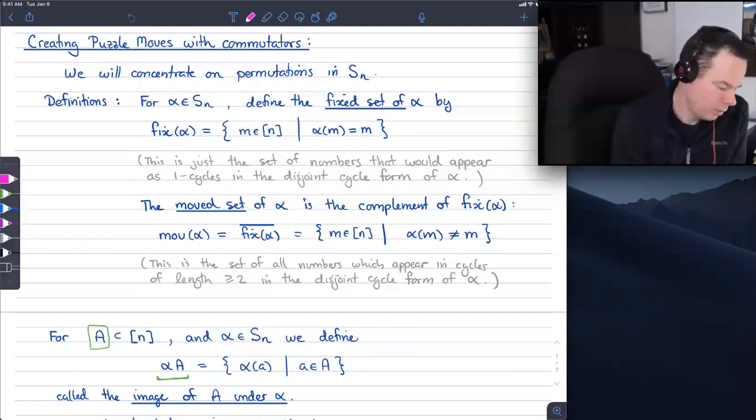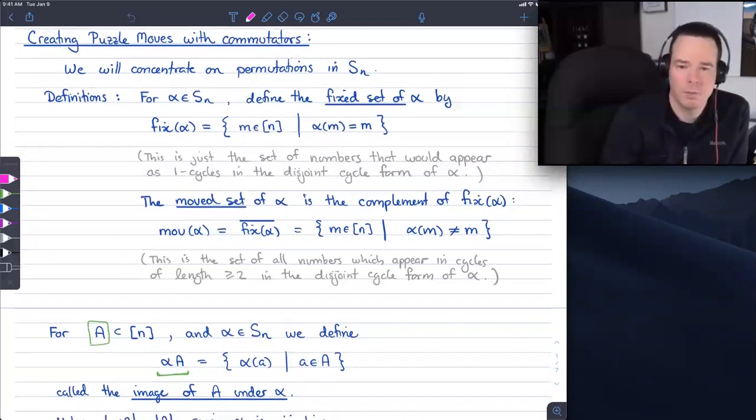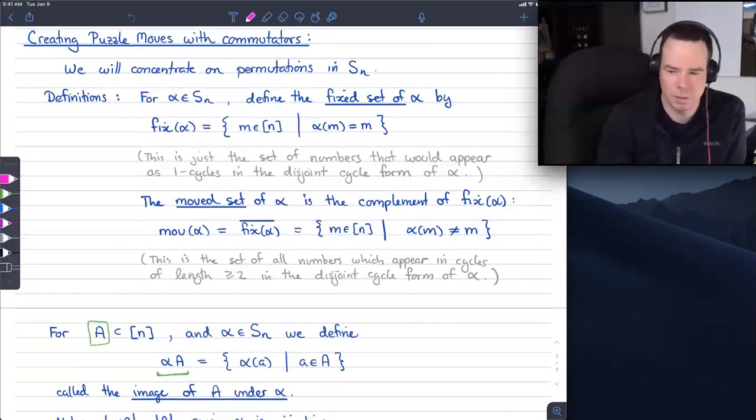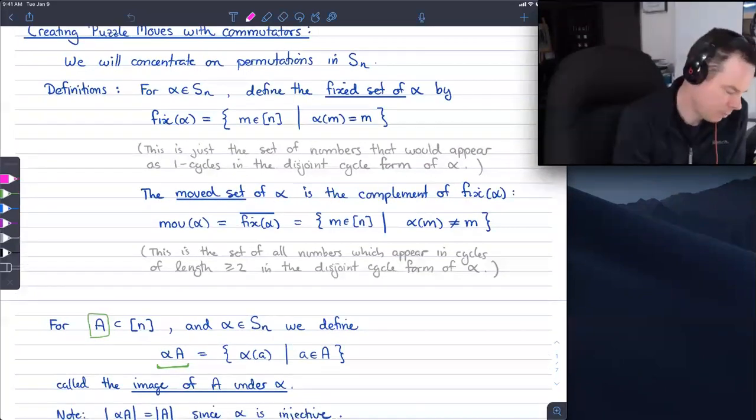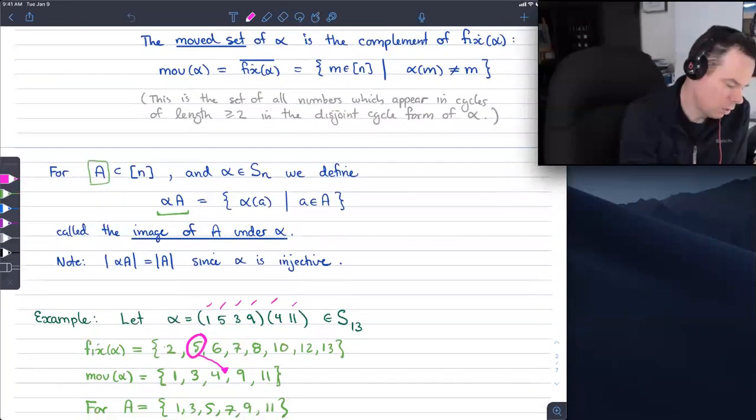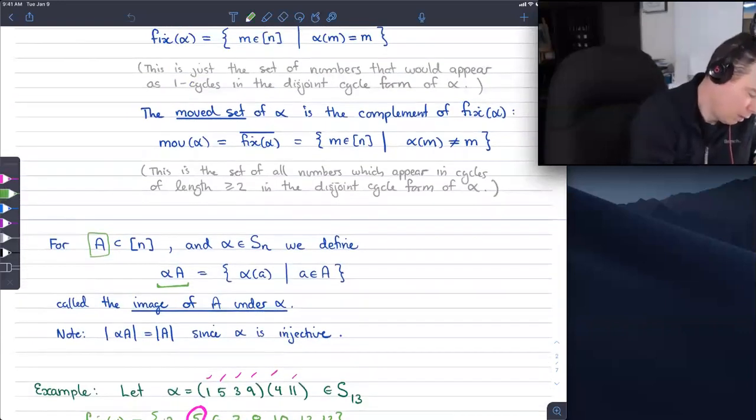Well, it first starts with figuring out, for a given permutation, what are the two sets related to it, the fixed set and the move set. So the fixed set are all the things that it doesn't touch, it leaves where they are, and the move set are all the things that get moved by the permutation. The move set is also called the support. Maybe I should make a note of that. The move set, also called the support of alpha.